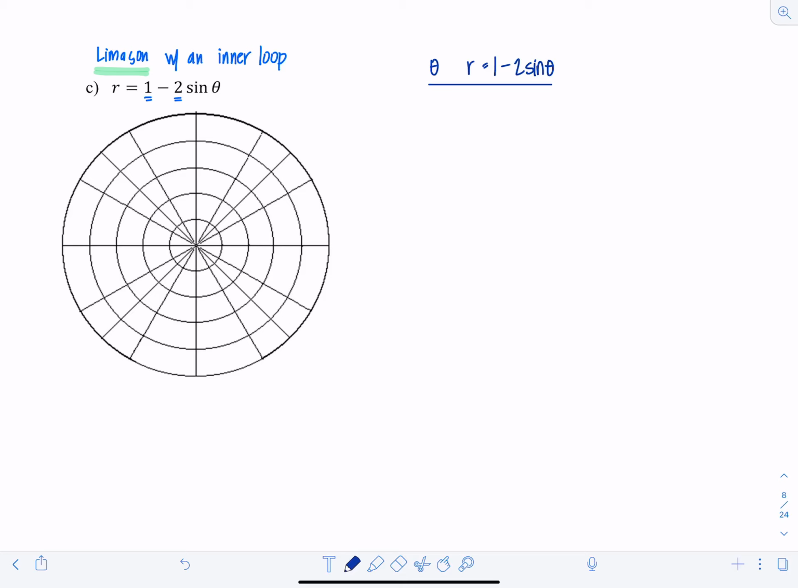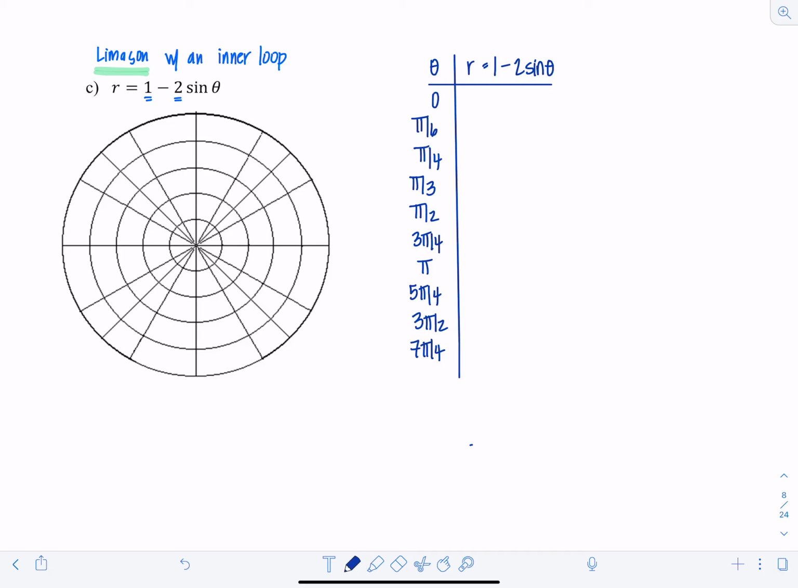So we have theta, and then r equals 1 minus 2 sine theta. Let's just start filling in the same way we did before. So we have 0, pi over 6, pi over 4, pi over 3, pi over 2. I usually like to fill in a lot in that first quadrant, and then I start jumping. Then I'll do 3 pi over 4, pi, 5 pi over 4, 3 pi over 2, 7 pi over 4, and then if you start getting nervous and you want more points, you can add to it.